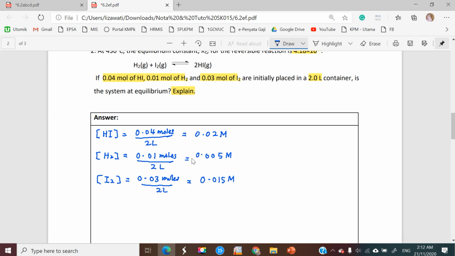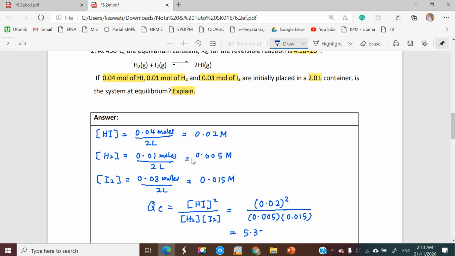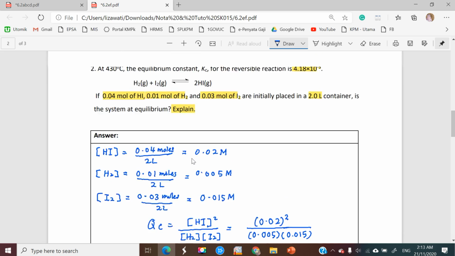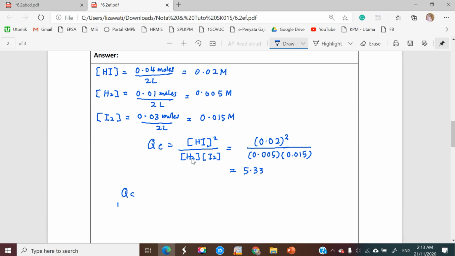The next step, what should we do? We have to write the QC expression: concentration of HI squared over concentration of H2 times concentration of I2. Substitute all the values: 0.02 squared over 0.005 times 0.015. When you calculate, we get 5.33. The next step, compare it with the Kc value.